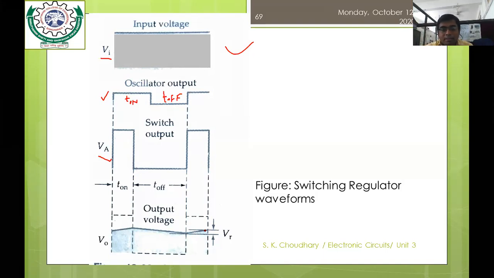Okay, so this is the output waveform of the switching regulator, or you can say the SMPS. So there would be some amount of ripple. This is a controlled DC output, not perfectly DC.